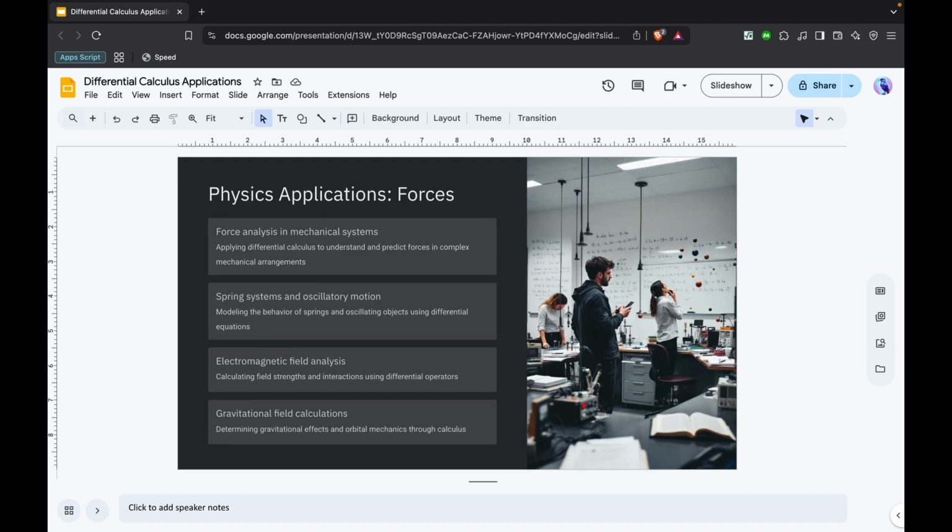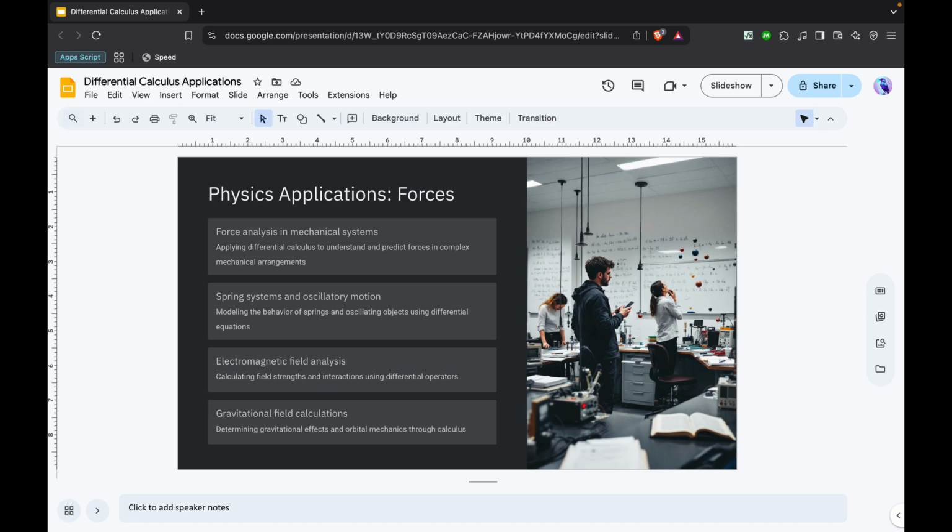Another physics application that's used is forces. Now, forces will normally include electromagnetic forces, gravitational forces, and most importantly, simple harmonic motion. But this uses the most trigonometry, and I would not say it uses as much differential calculus, but a very, very solid understanding of trigonometry is needed for this.